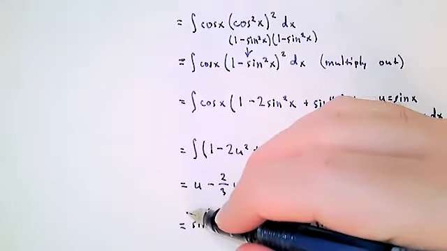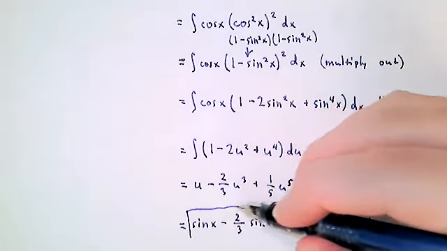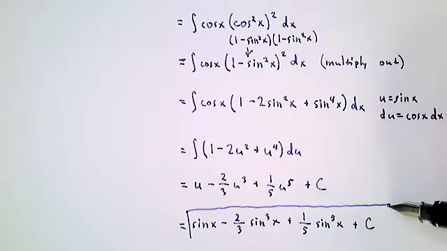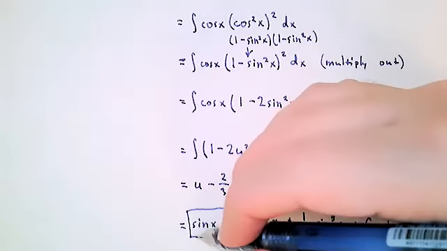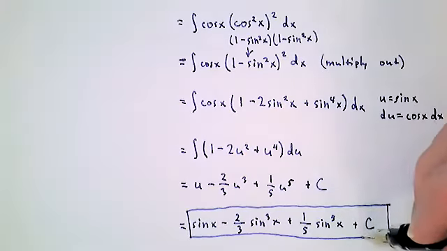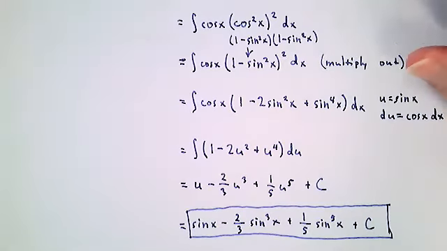So that's the answer there. Any questions over the second strategy for when our power of cosine is odd?